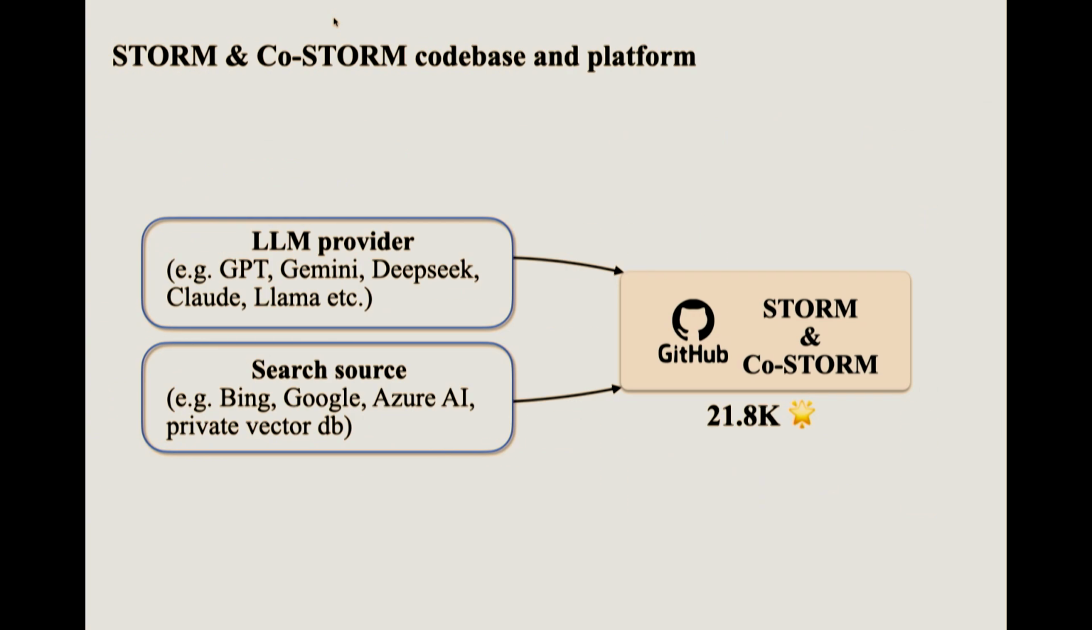So we have Storm and CoStorm both open source and released on GitHub. Both Storm and CoStorm can be supplied with different language model providers that are compatible with LiteLLM, which supports many providers, including the GPT family, Gemini family, DeepSeek, Claude, Llama, etc. And the search sources can be supplied with different search engines like Bing Search, Google Search, Azure AI, or your private database that is computed into a vector database, so that the whole discussion can be grounded on your private corpus.